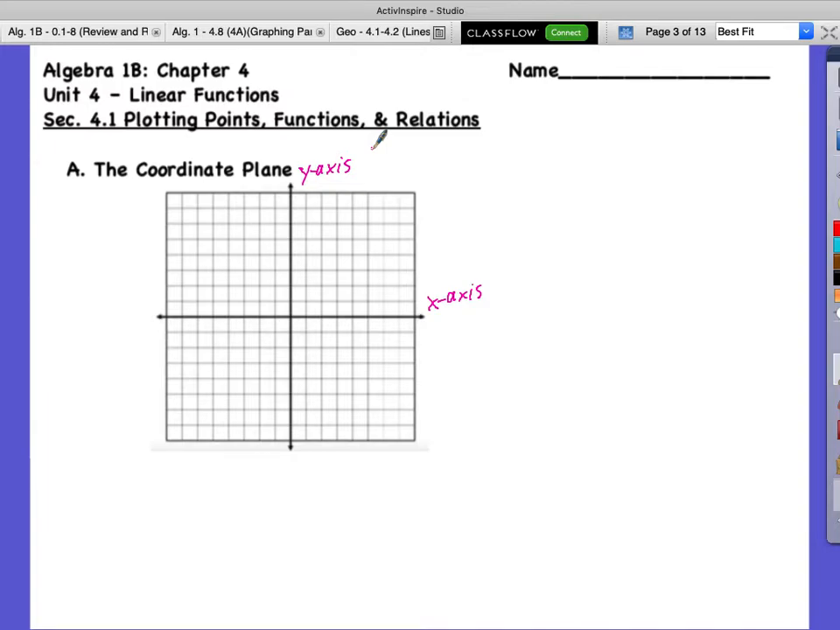There's one other thing I want us to label on this. What would that be, Gracie? The middle, I forgot what it's called. A special point. 0, 0 is called the... anyone know? Origin. It's called the origin. It's a starting spot, kind of like an origin story for a superhero. We always start from 0, 0 and go from there.